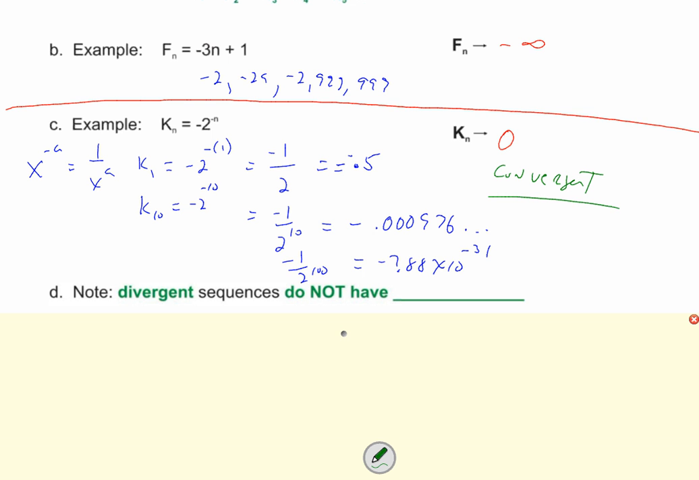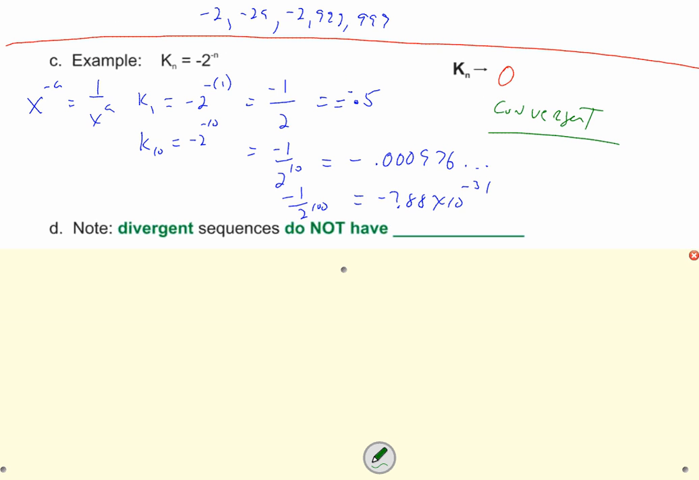All right, and one thought here. Note, divergent sequences do not have limits. Only a convergent sequence has a limit, because infinity's not it. All right, and I think you guys have it written on the bottom what to do.